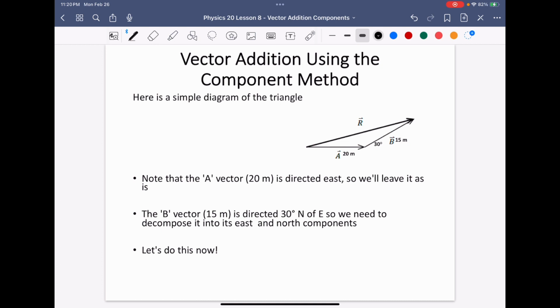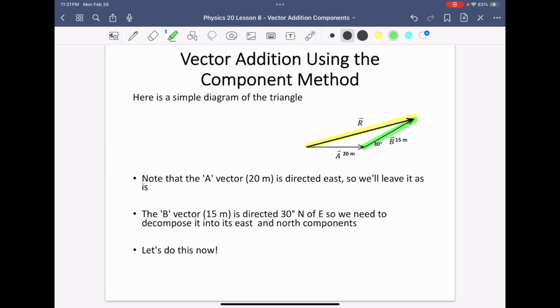We know our end goal is to solve for this resultant, or the resultant vector that runs along the main piece here. But in order to get this, we're going to have to figure out how much does it travel in the east direction, how much does it travel in the north direction. Now, what we're going to do is take this B vector, the vector denoted by the green highlighter here, this 15-meter vector. And we're actually going to break it apart using the methods that we've learned in trigonometry from Math 10C.